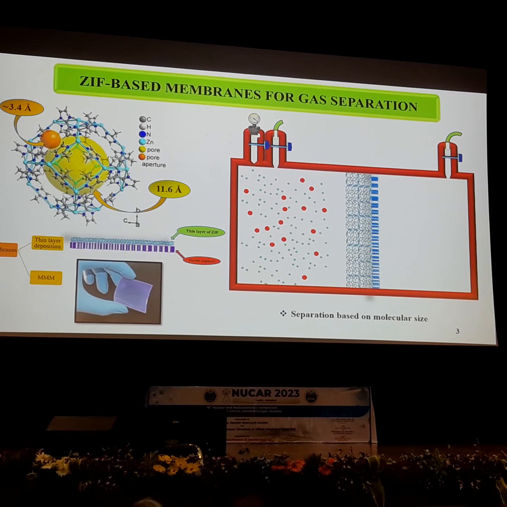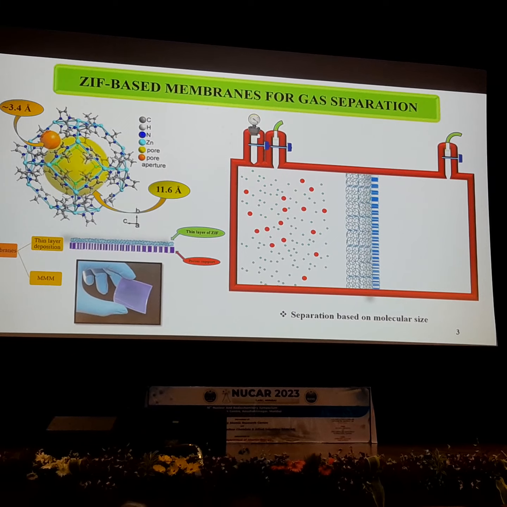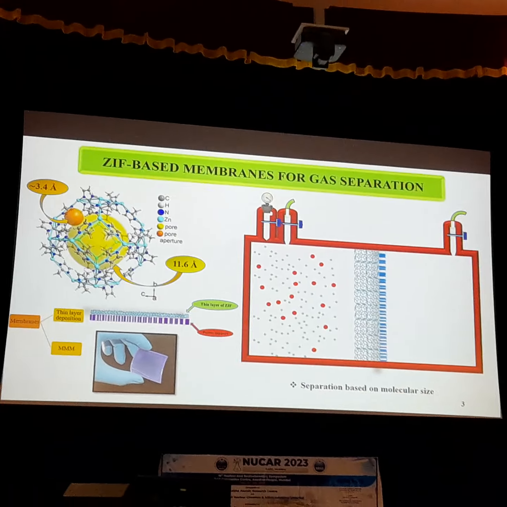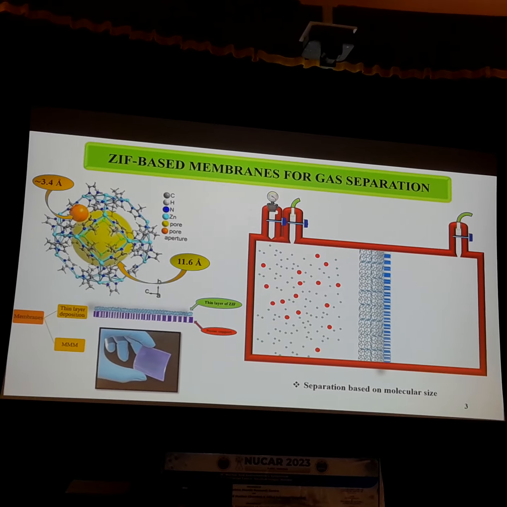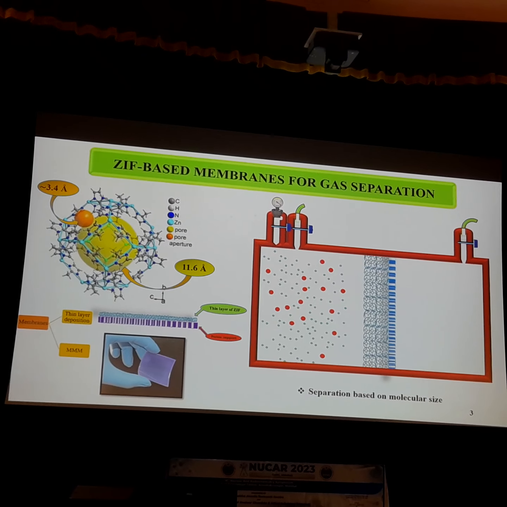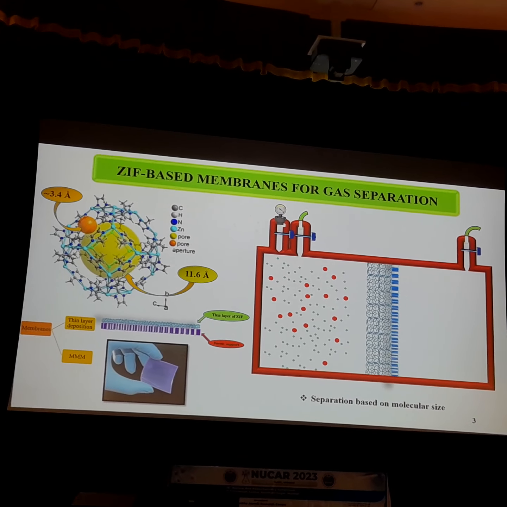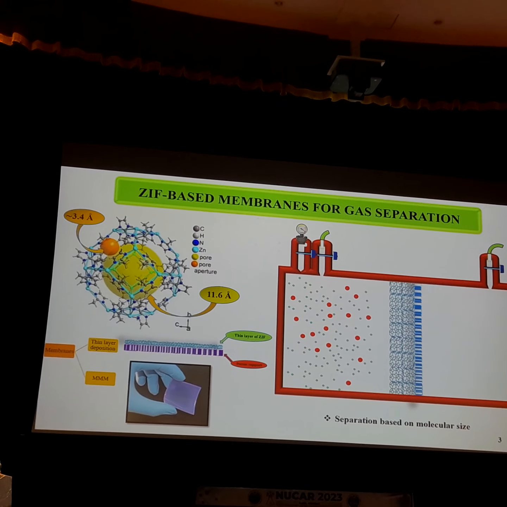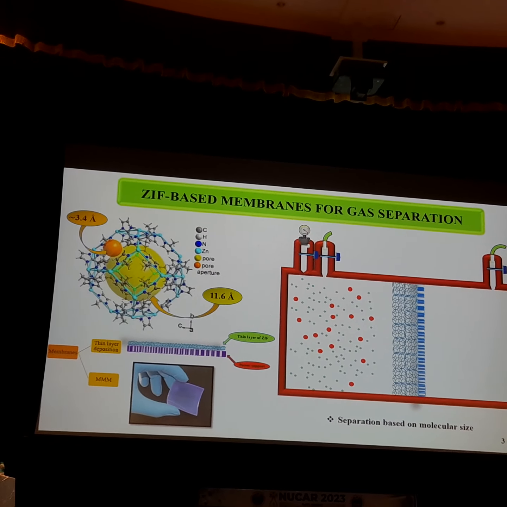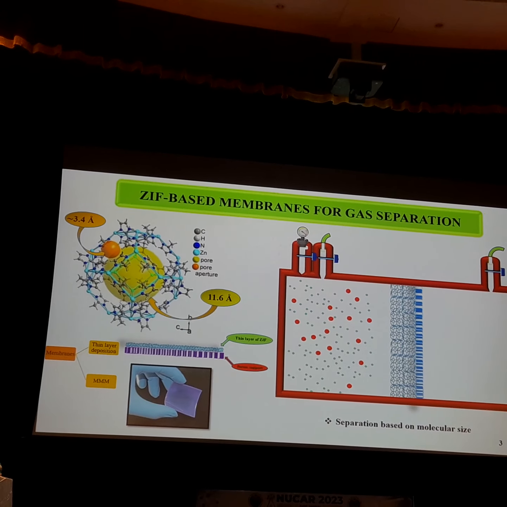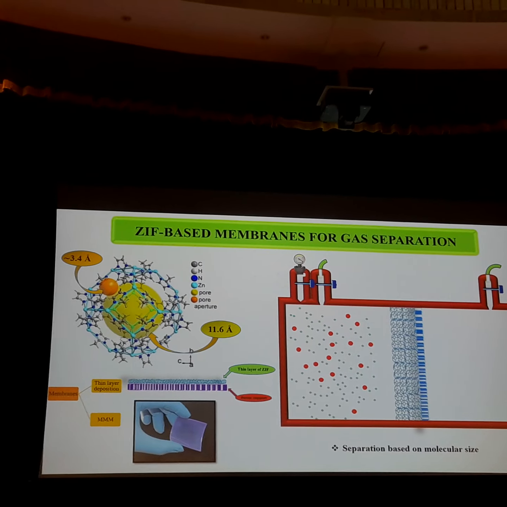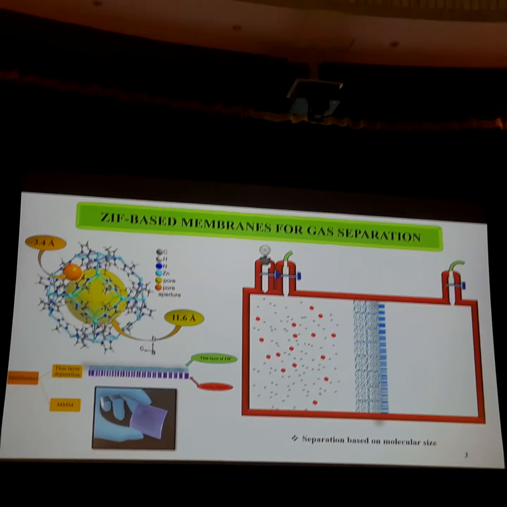And we can use this ZIF material for the separation of gases if I can make a membrane out of ZIF. And there are two methods to synthesize a ZIF-based membrane. One is I can deposit a thin layer of ZIF material on a porous substrate like alumina. The other method is to incorporate the ZIF material in a polymeric matrix. Here we are discussing the first, thin layer deposition, and how the gas separation is happening in this case.